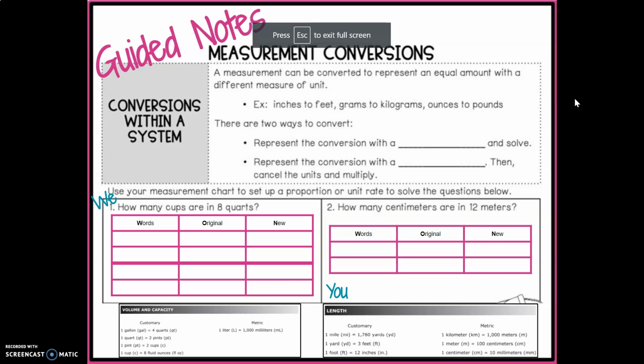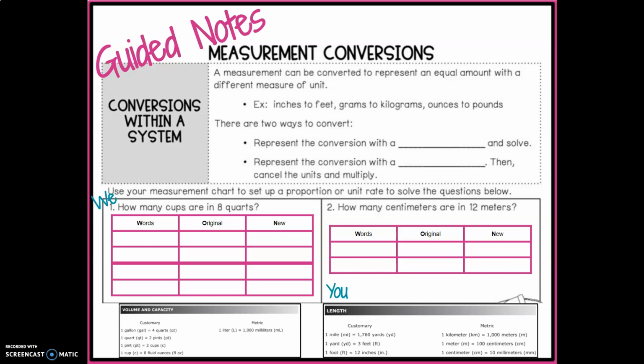All right, welcome to the guided notes of measurement conversions. A measurement can be converted to represent an equal amount with a different measure of unit. For example, inches to feet, grams to kilograms, ounces to pounds.